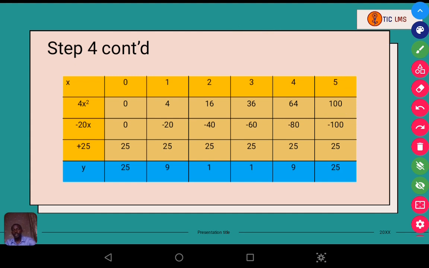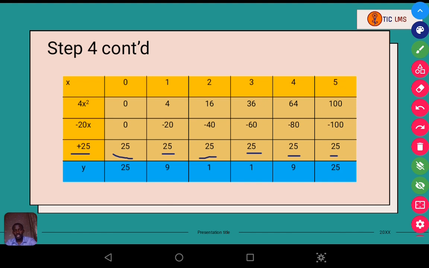Now for the third row, where we have x as 0, that is negative 20 multiplied by 0, that's going to give us 0. That's what you have here. Then still on the third row, let's say that the value of x is 2. So negative 20 multiplied by 2 is going to give negative 40, and so on and so forth. Then positive 25 is going to remain positive 25 across the row.